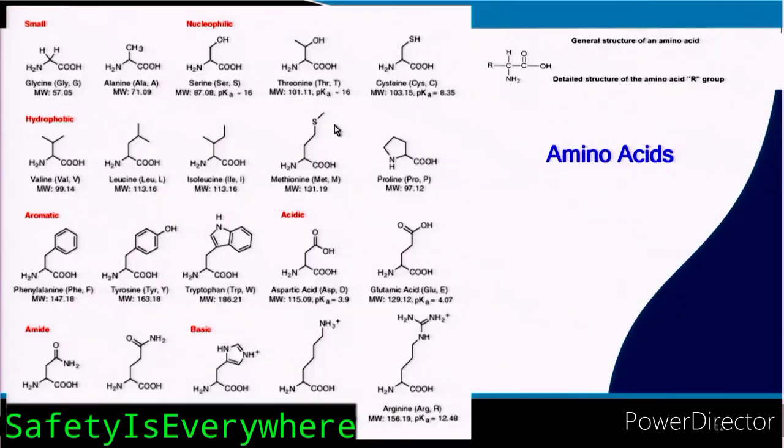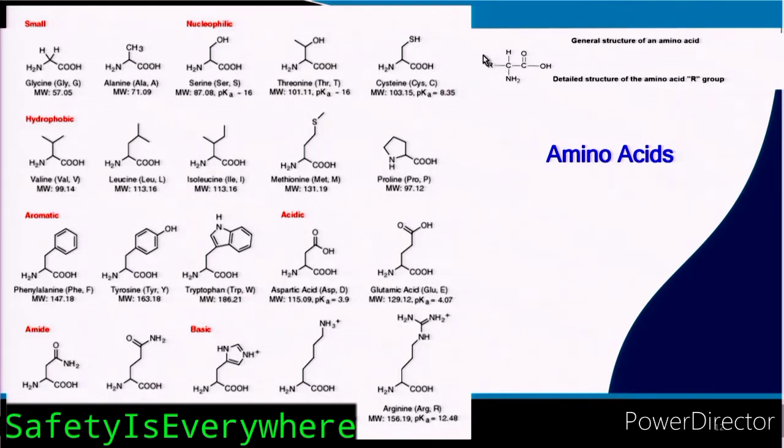So what we have here is the general structure of the amino acid at the upper right corner. So this is a simple structure where you have one carboxyl group and one amine attached to a single carbon. And on the left hand side of this structure you see R.